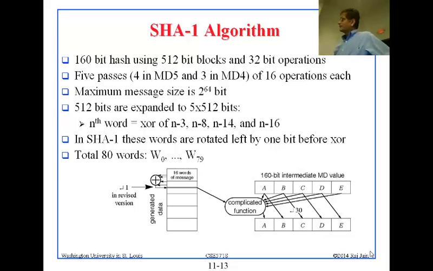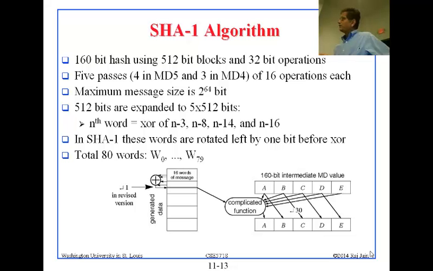So 5 passes, and we'll see that in a minute, of 16 operations each. So just like we had in DES rounds, and so many things in each round. So here we have 5 rounds. Each round has 16 operations. Maximum message size is 2^64 bits. All right, and 512 bits are expanded into 5 times 512 bits. So each 512 bits becomes 5 times that.